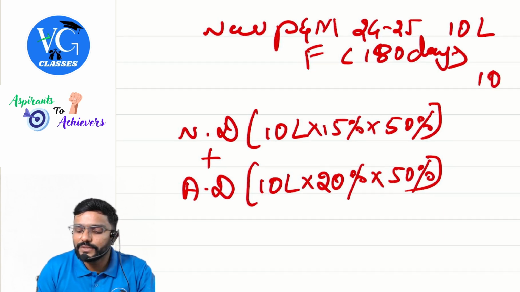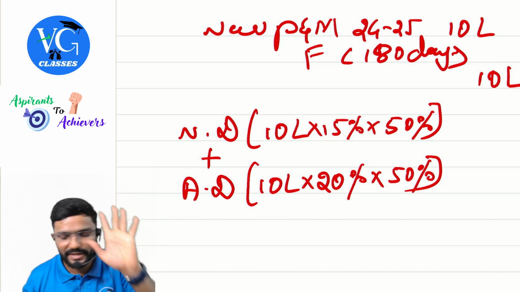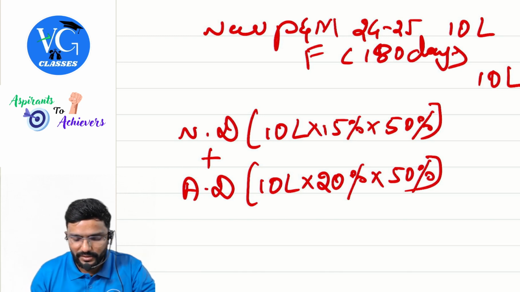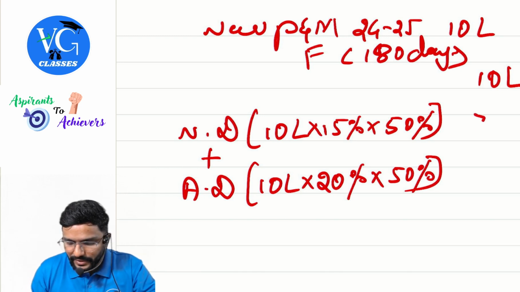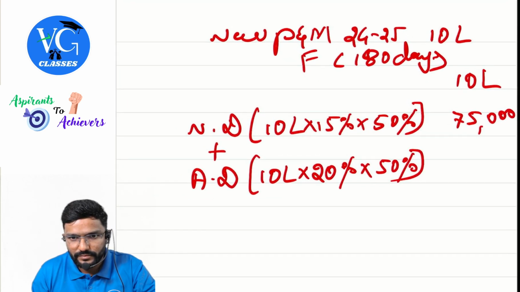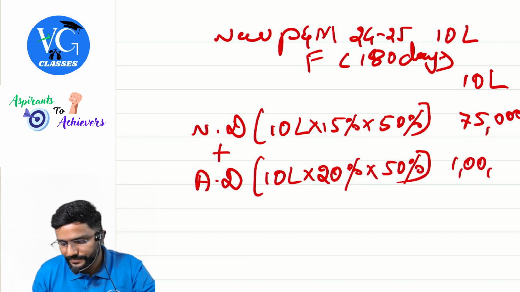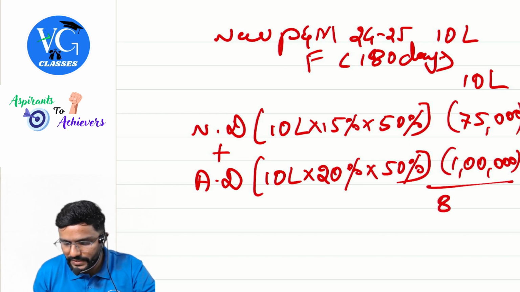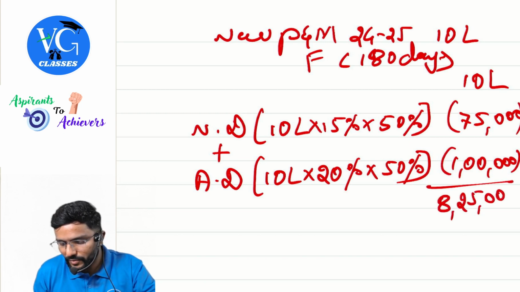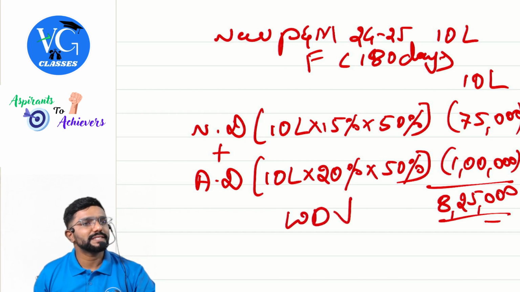Clear? Asset value is 10 lakh. I'm just taking an individual asset. It will go to the block and all, but still I am taking one asset in my example. So how much is that? 75,000. And here it is 1 lakh. So 175, so it is 825. What is the WDV of the asset at the end of the year? 825. Come on, guys.